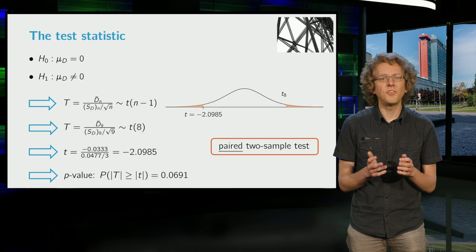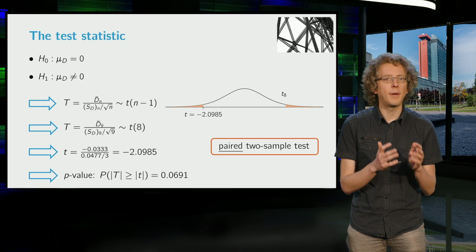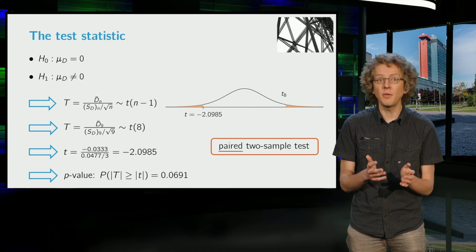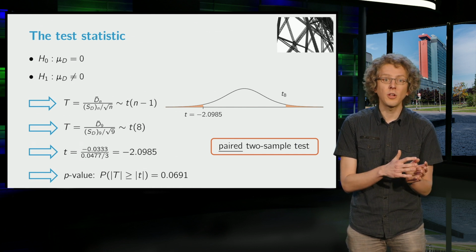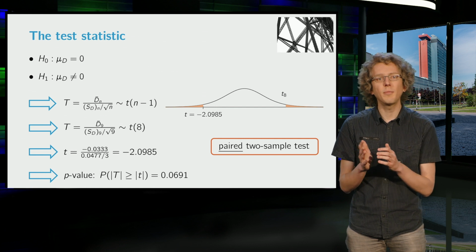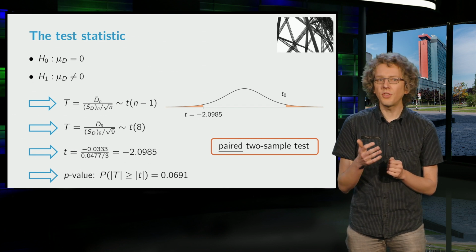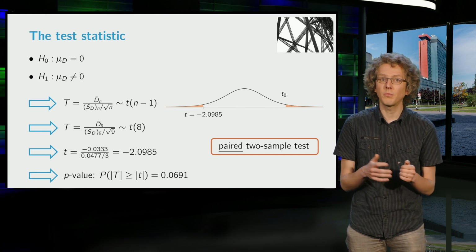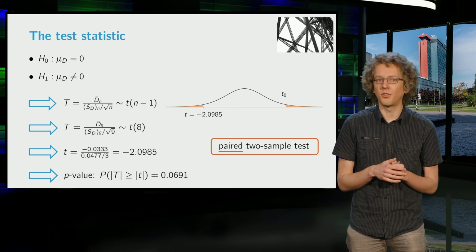I hope that by now you see why we call these observations paired. The measurements have been done in pairs. Each scale model was measured once using the Stockholm method and once using the Osaka method. Can you think of more real-life examples where you would need such a paired sample test? You can pause the video if you want to think about this.